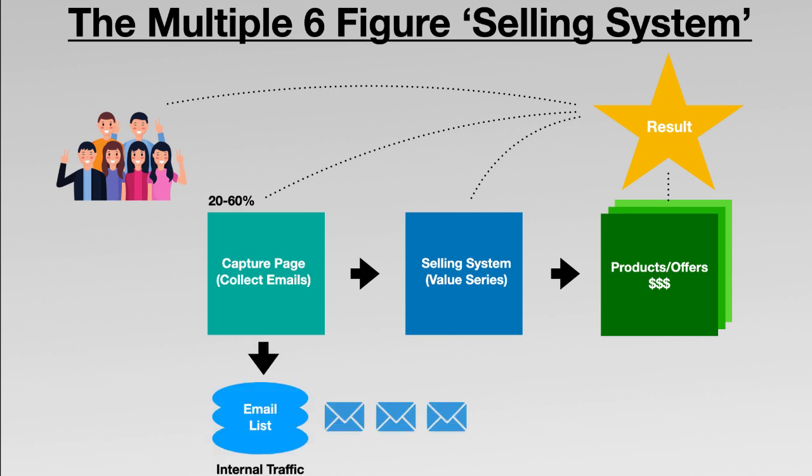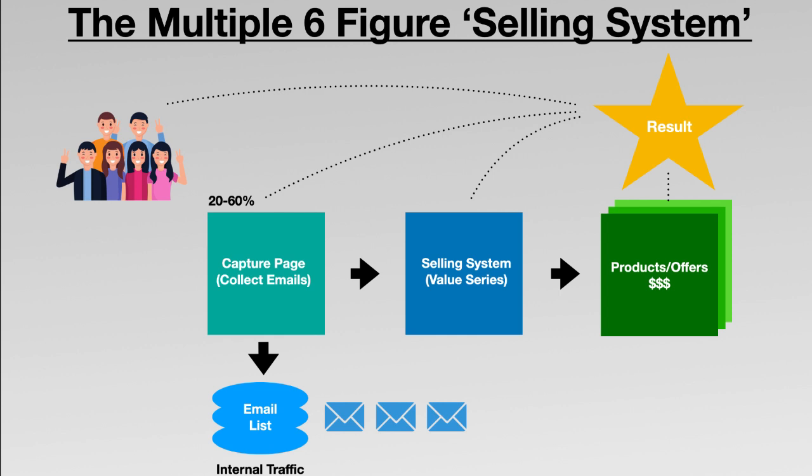Then what you do is you capture the emails that are hitting your capture page. All right, so we still want to capture emails. You want it to come onto your email list, and you're converting roughly between 20 and 60% of people that are hitting your capture page. All right, that's pretty normal, right?